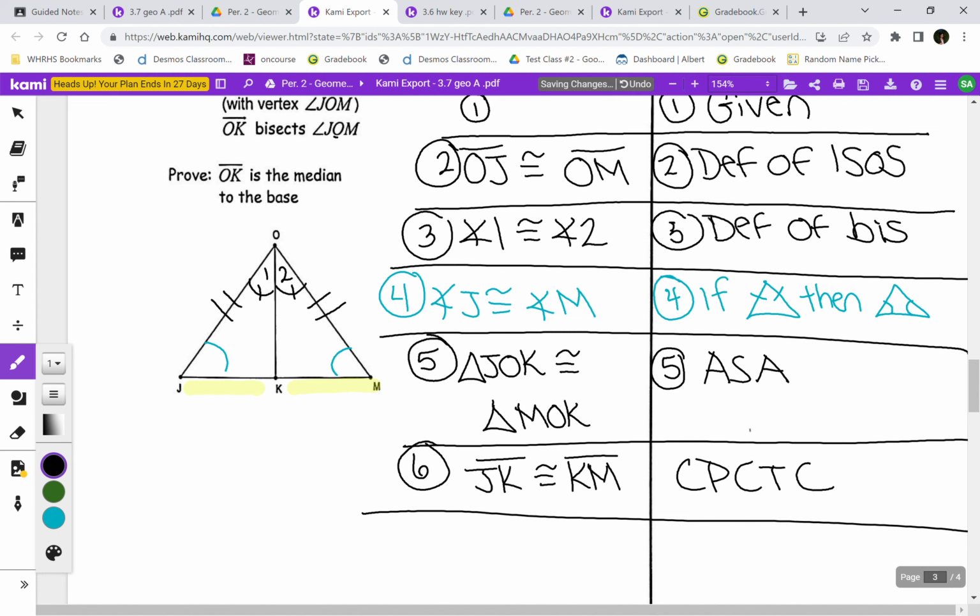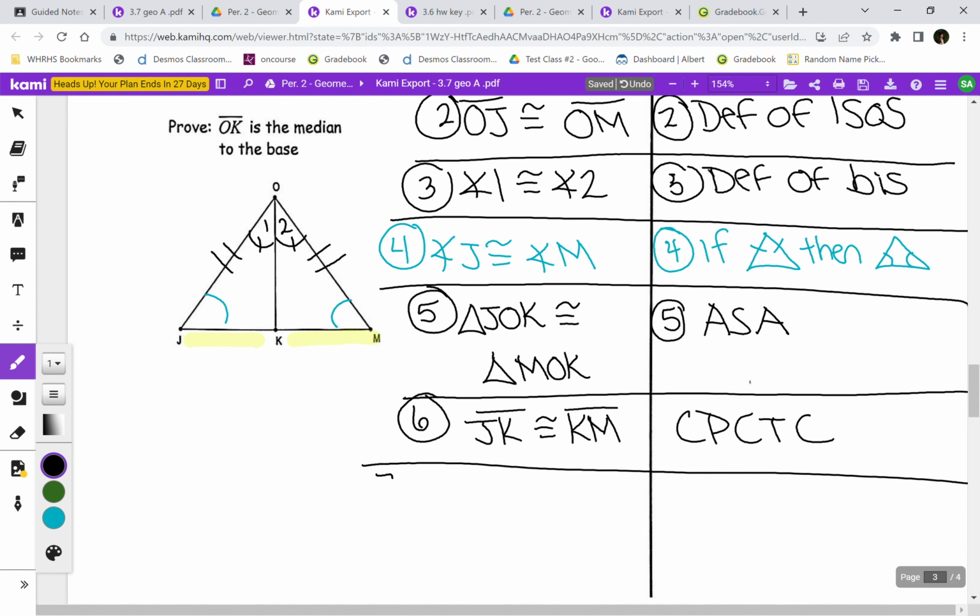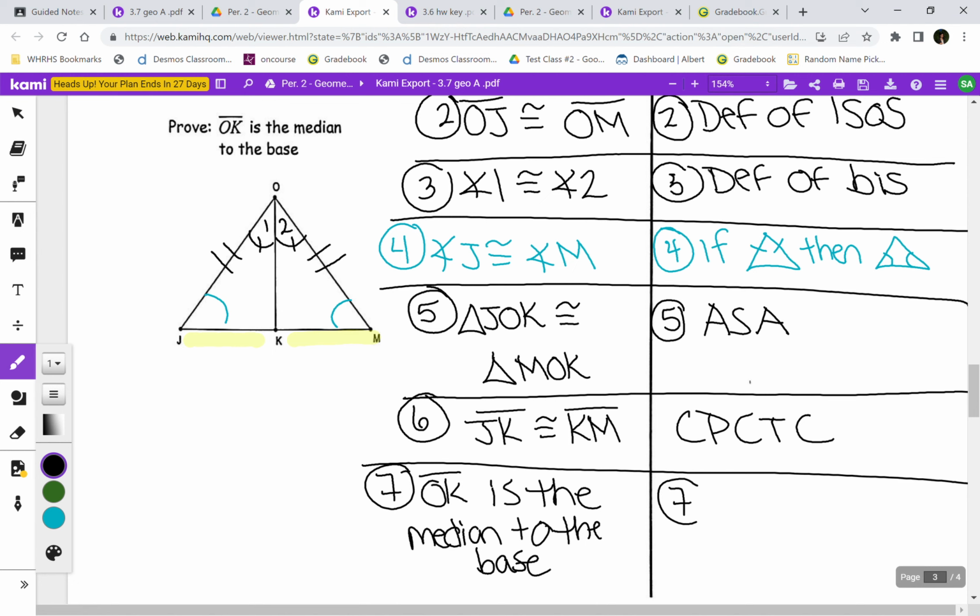Now that we've shown JK and KM congruent, now we can say that OK is the median to the base. And that's just definition of median.